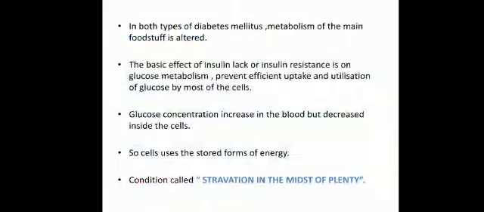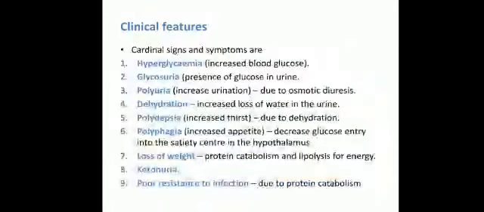So what happens to the cell? The primary source of energy for the cell is glucose. But the glucose is abundant in the bloodstream. Because of the current situation, the glucose is not able to enter the cell, and now the cell has to use the stored forms of energy. So basically this condition we call starvation in the midst of plenty. You have lots around you, but you're not able to use it.